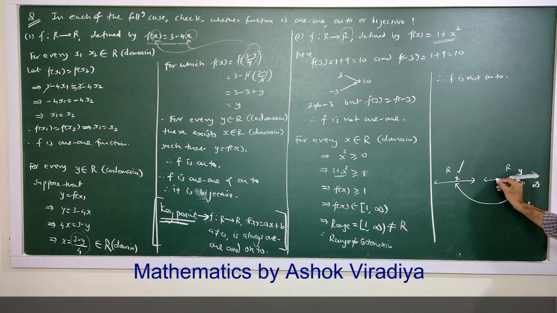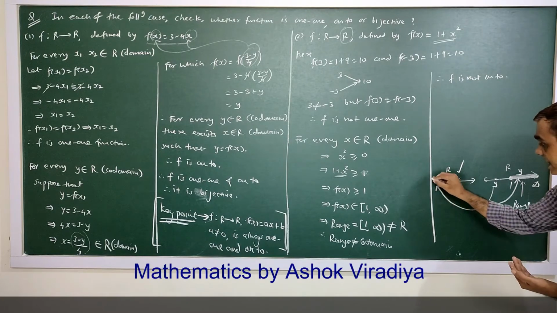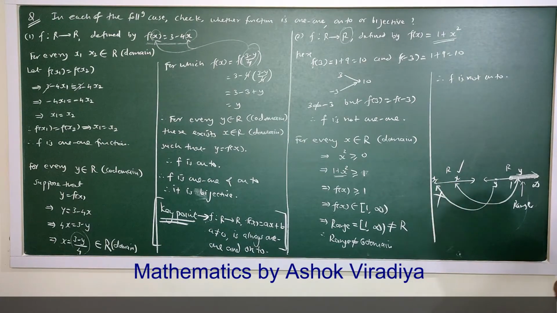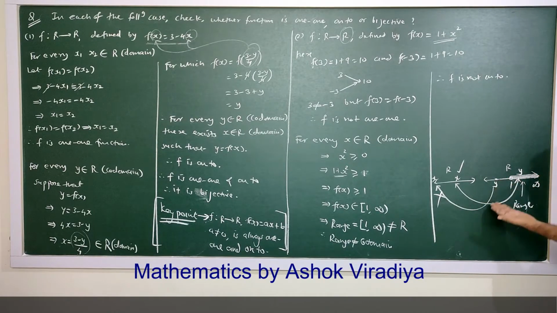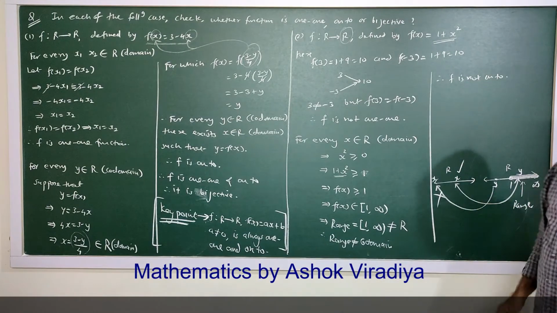But if you select any number y which is less than 1, then its pre-image x does not exist. There is no x whose image is 0.1 or whose image is -1. For any y less than 1, there is no pre-image. That is the meaning of range.